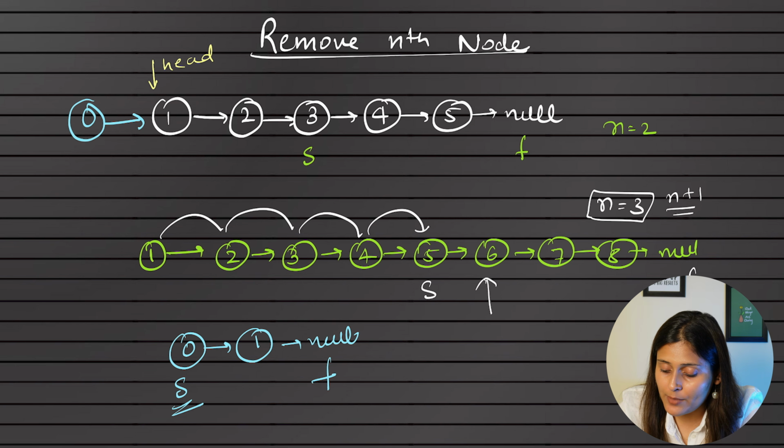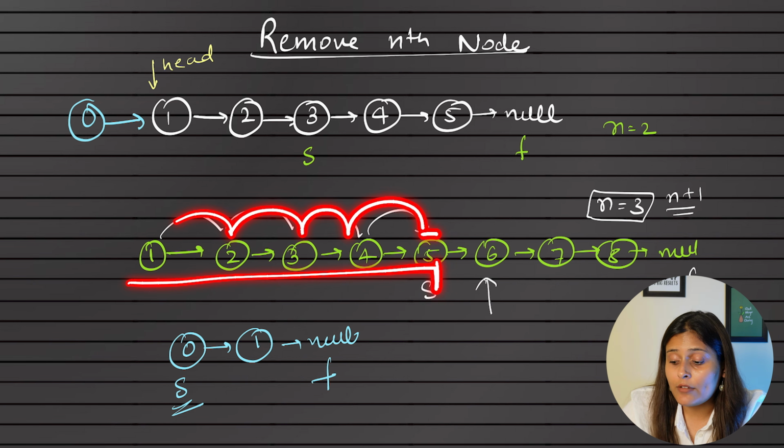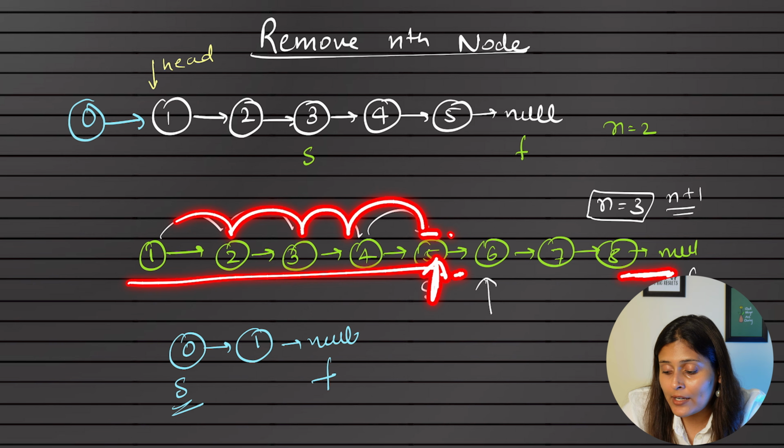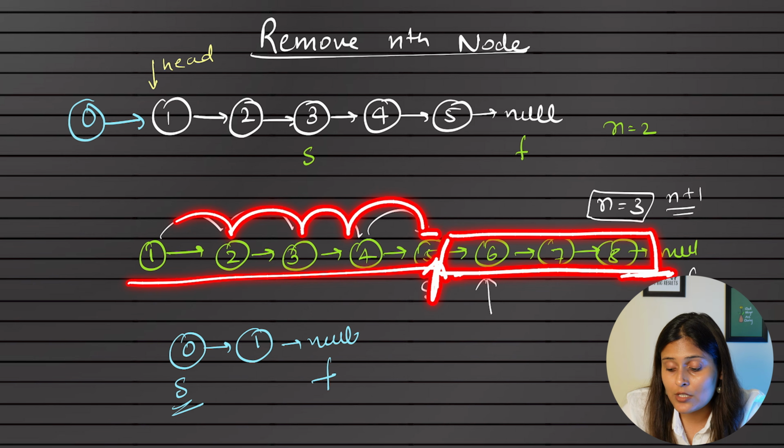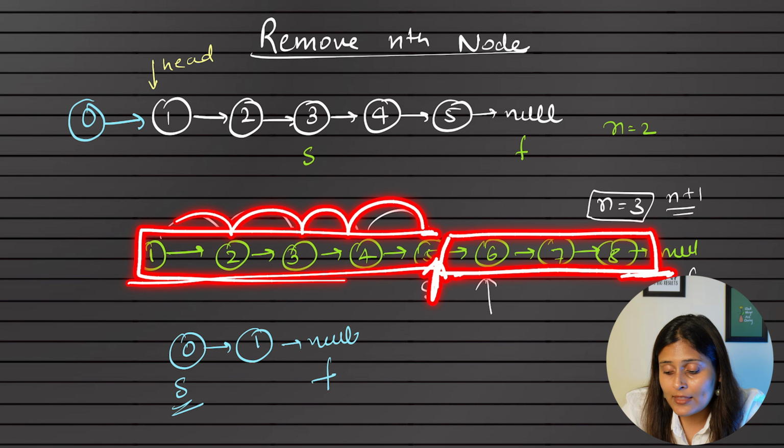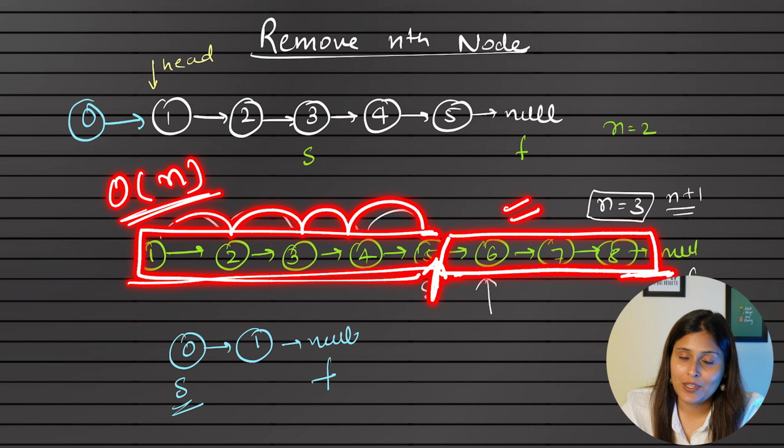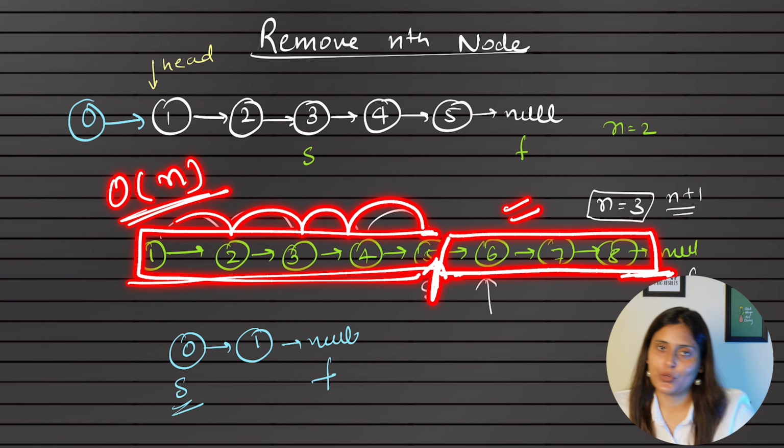Suppose we have taken these many jumps, meaning 4 jumps, and now in the while loop we are checking until fast becomes null. So we are running the while loop only for this much distance. In total, this jump and this much distance in the while loop together make exactly O of n. This is a one-iteration solution.